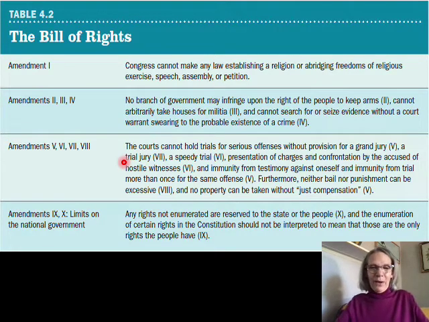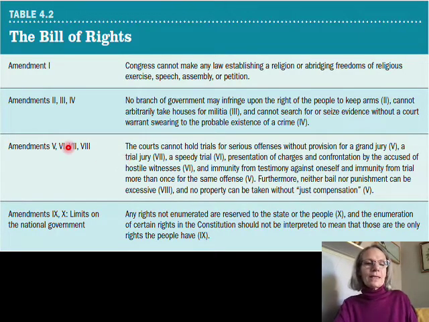The grand jury is a body of jurors who decide whether or not a person should be indicted. They don't decide whether you're guilty or not. They decide whether there's enough probable cause to charge this person with a crime. So the courts can't charge you, hold you, or try you without a grand jury. That court must give you a trial jury, etc. And I'll let you read through the rest of those. These amendments are the ones that deal with criminal justice.